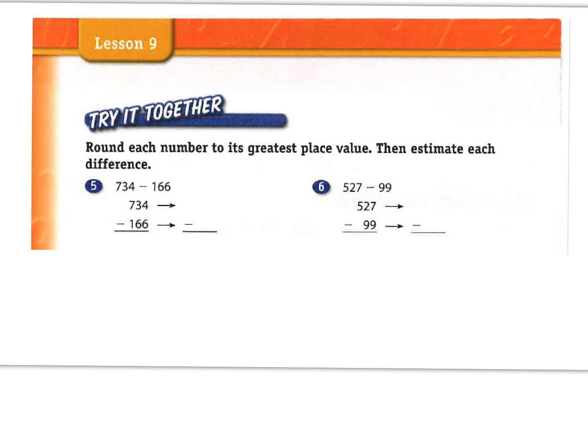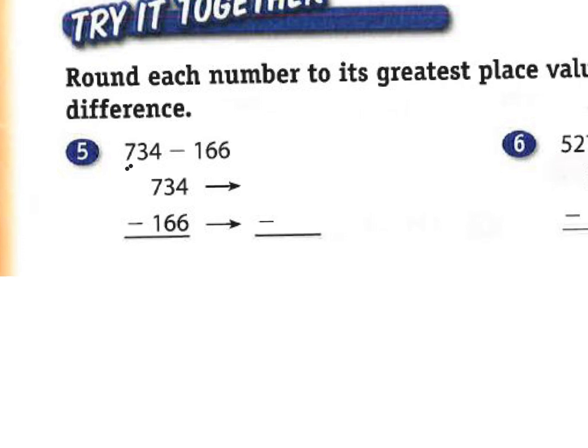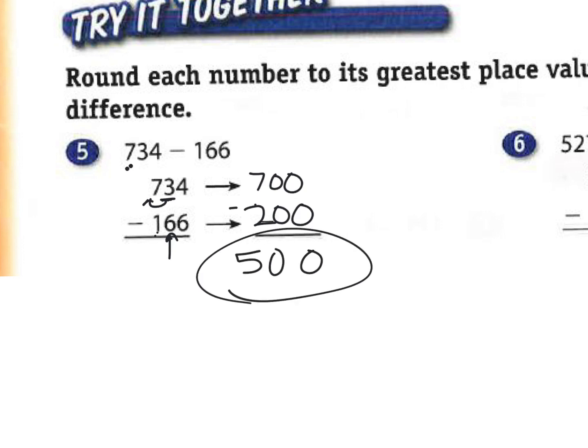We're going to round each number to its greatest place value, then estimate the difference. So the greatest place value is the hundreds for both of these. So we're going to round to the greatest 100. So we have 734. And this 3, that is not 5 or more. So it's going to stay at 700, round to 700. And then the 6 here in the tens place, that's 5 or more. So it's going to round the 1 up to 200. So then we do 700 minus 200 is about 500.